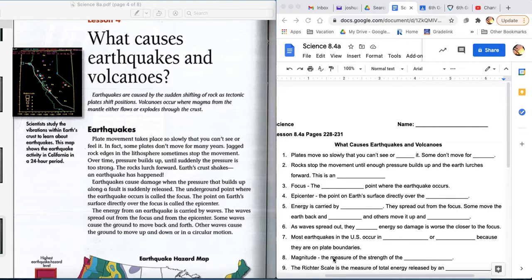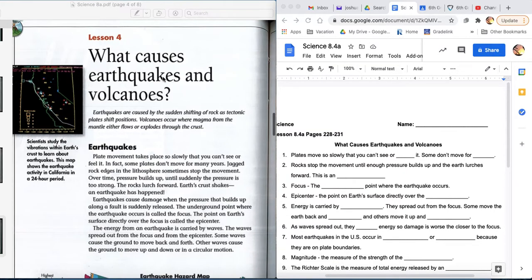Today we're going to talk about earthquakes and volcanoes and what causes them, and then how we can try to predict them and stay safe from them is what we'll talk about tomorrow. So you got lesson 4 here. It says, what causes earthquakes and volcanoes?